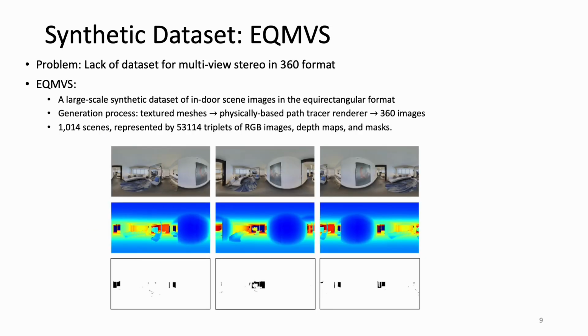The existing datasets for multi-view stereo mainly contain object-centric scenes with perspective images. To tackle this problem, we generate a large-scale synthetic dataset, EQMVS, of indoor scene images in equirectangular format. We leverage the texture, meshes, and physically based path tracer to render the 360 images. Our dataset comprises 1,014 scenes.